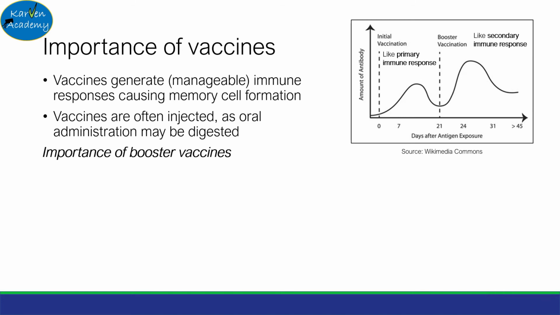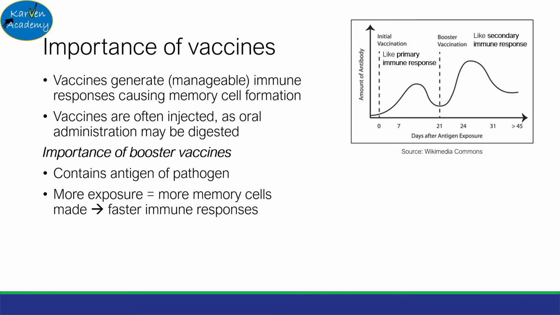You might have come across the word booster vaccine, and why it's needed can be explained by this diagram. The initial vaccination is similar to a primary immune response, so a small amount of antibodies are made. The booster vaccine contains the antigens of the pathogen, and this results in further exposure to that pathogen, and hence more memory cells can be made, resulting in a much faster immune response if the person is to contract the virus or the bacteria in future. So giving a booster vaccine is similar to having a secondary immune response.